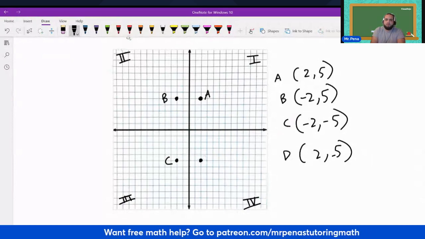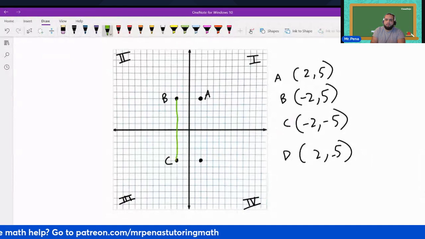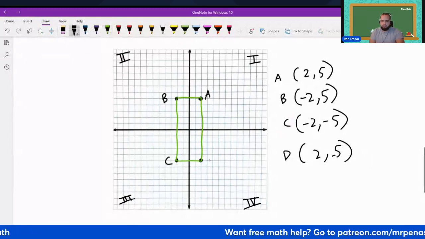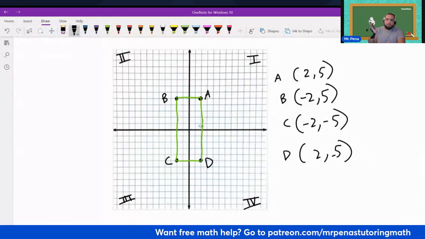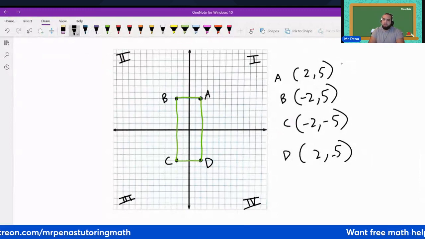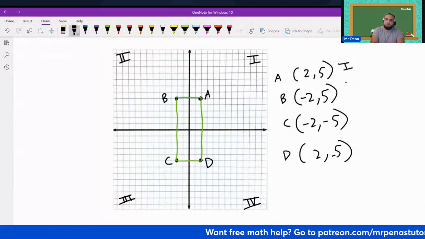So I'm going to use a different color, and we're going to get a rectangle. And we have all 4 points. So A, B, C, and D, when it's positive X, positive Y, that's quadrant 1.